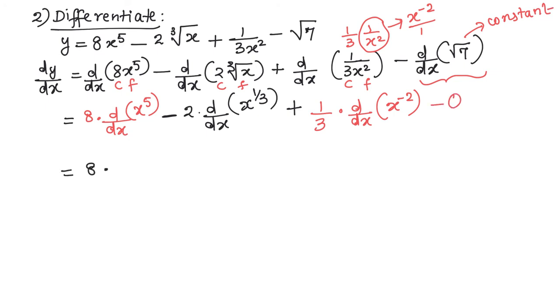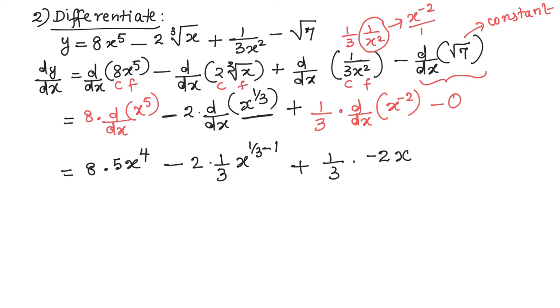Now apply the power rule. 8 times, by the power rule, 5 times x to the power 4. Minus 2 times 1/3, apply the power rule again, bring the exponent in front and subtract 1 from the exponent: x to the power 1/3 minus 1. And 1/3 times, apply the power rule, bring the exponent in front, subtract 1 from the exponent. And the last term is 0, so I don't need to write that. Now simplify. We are done with taking the derivative in this step. Now we are just simplifying.